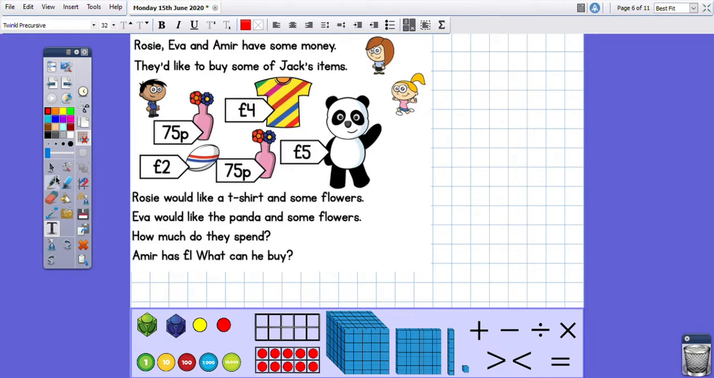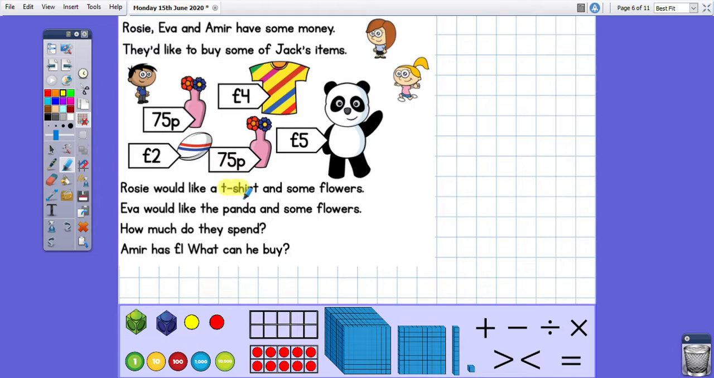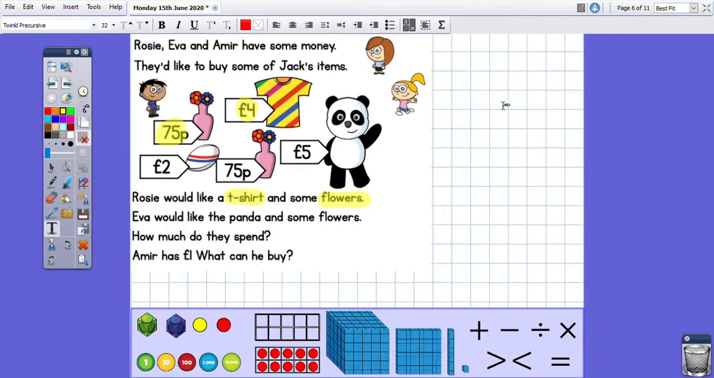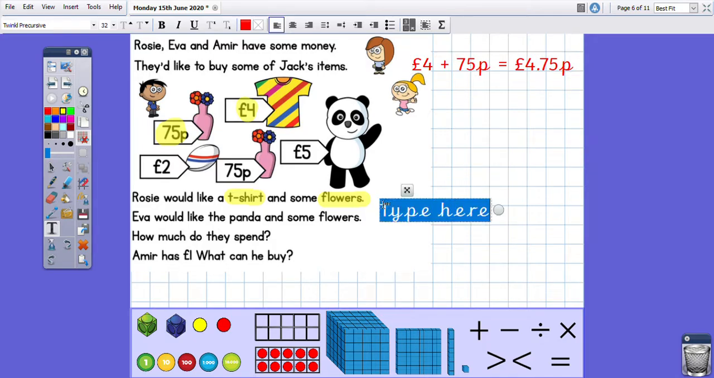So, Rosie would like a t-shirt and some flowers. The t-shirt is £4 and the flowers are 75p. So we need to add £4 add 75p. That's really straightforward. So Rosie would spend £4, because there's 4 in the pounds column, and then 75p in the pence column. So Rosie would spend £4.75.